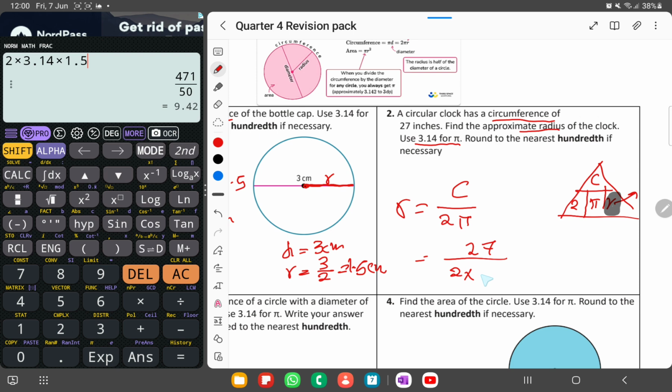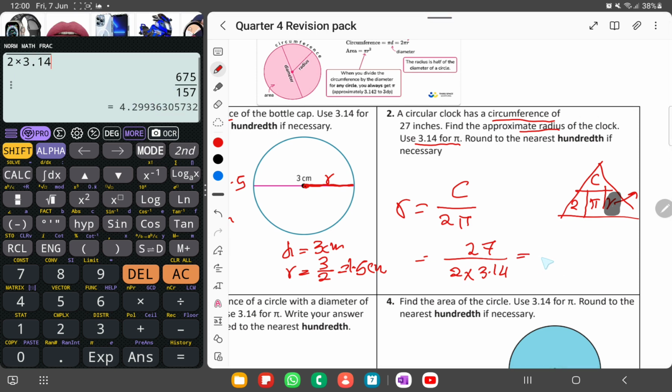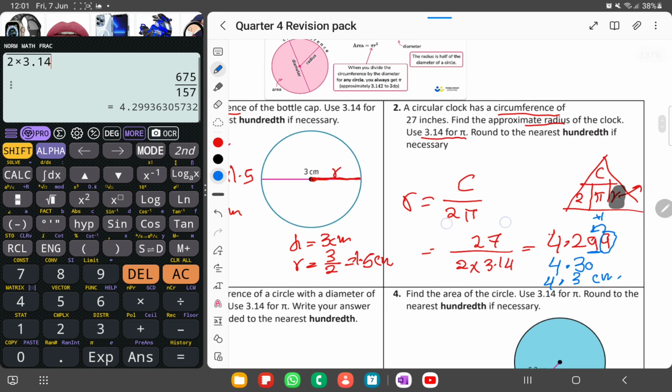2 times pi, which is 3.14. So together, fraction, 27 up, go down, 2 times 3.14. Very good. What is it? It is equal to, mister, there's a lot of numbers. 4.299 and so on. The nearest hundredths, where is the hundredths here? The 9. And the 9 beside it is strong. Why strong? Starting from 5 is strong. 5, 6, 7, 8, 9, all of them are strong. 9 will give 1 to this 9, so it becomes 30. So 4.30, or we can write it 4.3 centimeters.